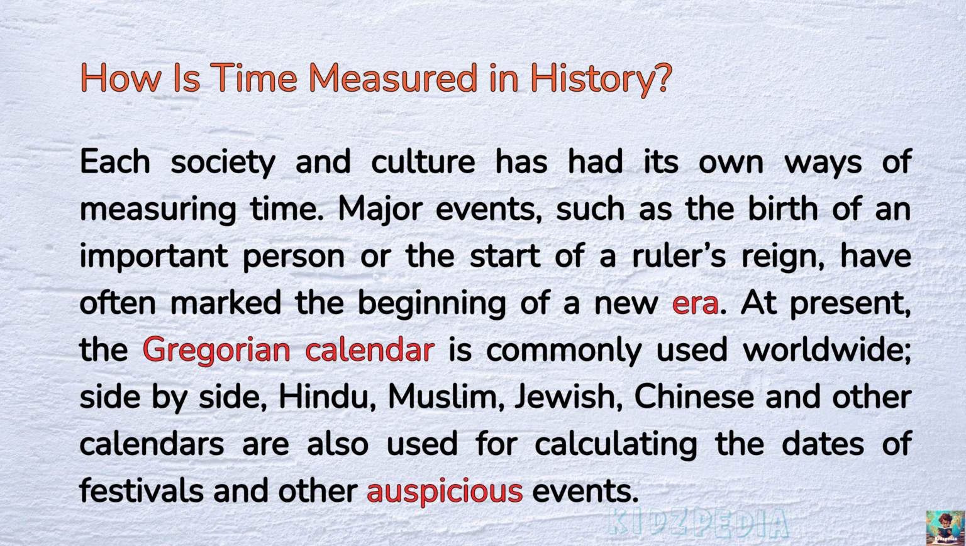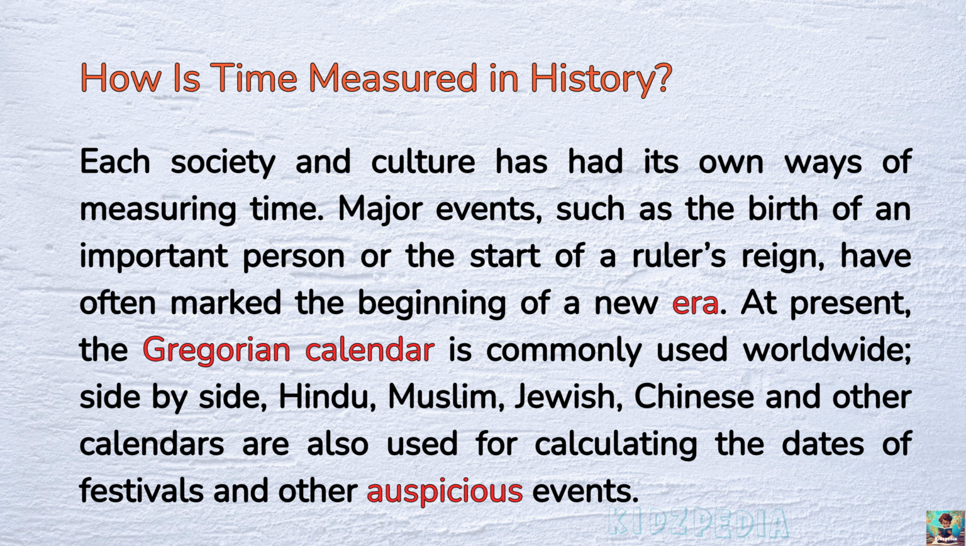How is time measured in history? Each society and culture has had its own ways of measuring time. Major events such as the birth of an important person or the start of a ruler's reign have often marked the beginning of a new era. At present, the Gregorian calendar is commonly used worldwide, side by side. Hindu, Muslim, Jewish, Chinese, and other calendars are also used for calculating the dates of festivals and other auspicious events.